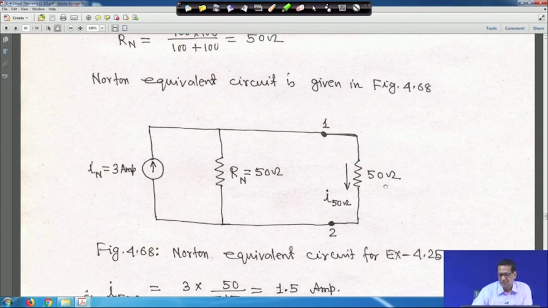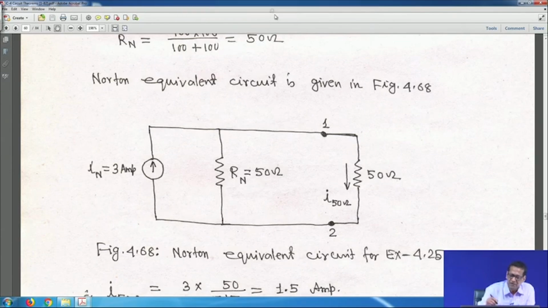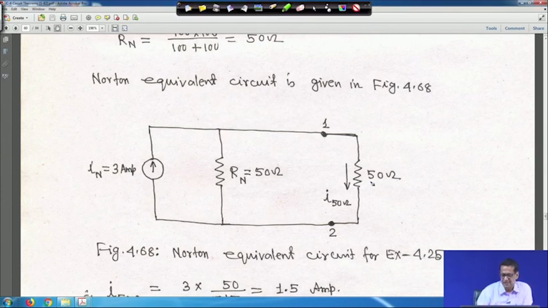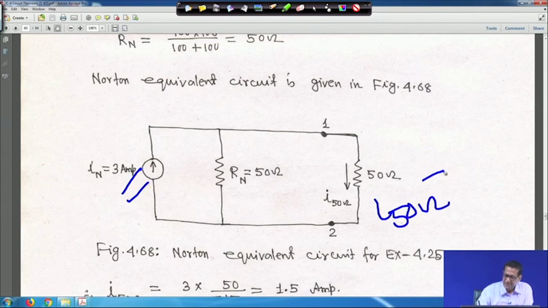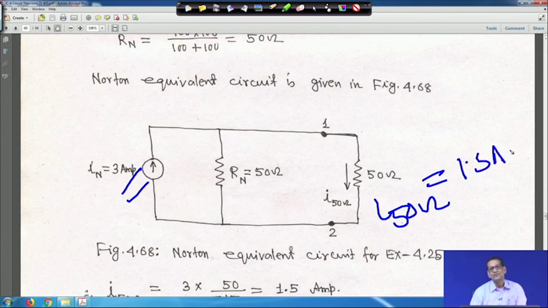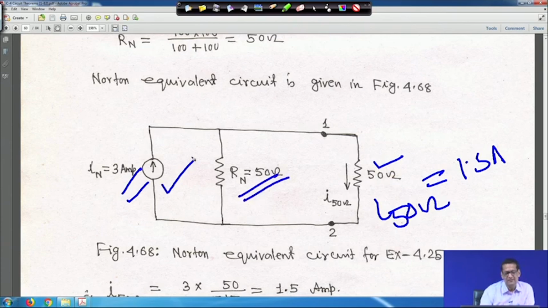And we want to find out the current through that 50 ohm resistance. So it is 50 and this is 3 ampere. So basically I through the 50 ohm is by current division, it will be 1.5 ampere, right, 1.5 ampere. So this is how we find out, that in Norton all the things are in parallel: this resistance 50 ohm is the equivalent Norton resistance, and this is the Norton current.